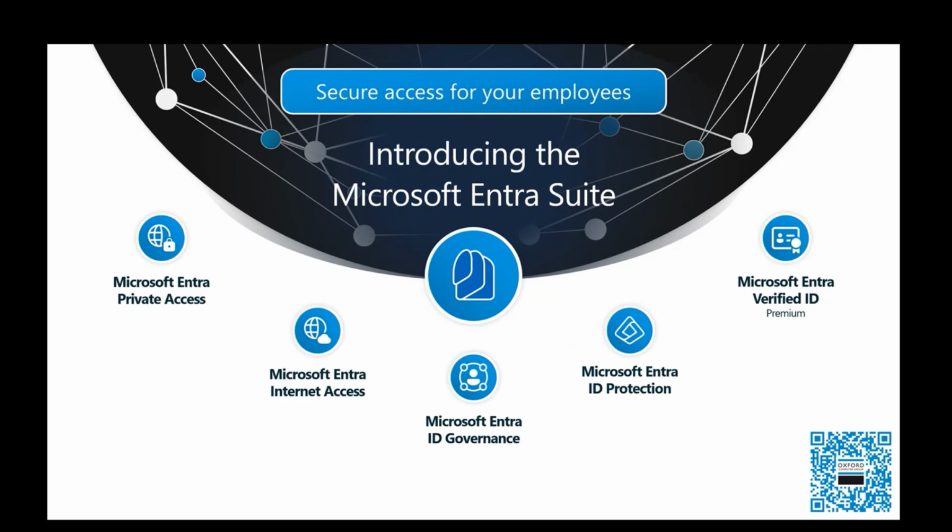So Entra Suite is made up of 5 deeply integrated products. On the left-hand side, private access. This extends MFA and conditional access to the resources and replaces the remote access VPNs. Internet access is there to protect against threats on the open internet. And then ID governance in the middle is to ensure least privilege access, segregation of duties, things like that. And then ID protection, this makes access-based decisions on real-time risk assessment. And then finally, verified ID premium, which enables privacy respecting identity verification.